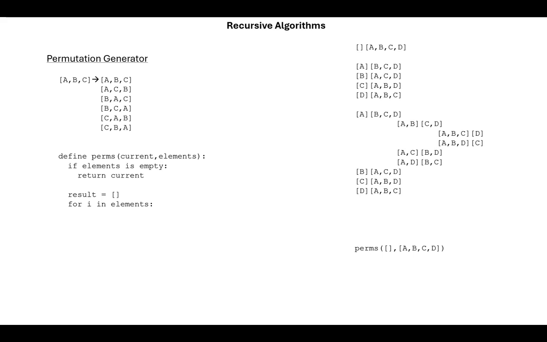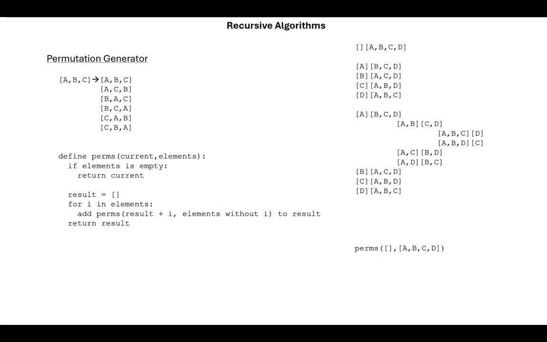So we need to set up a list called result, which is an empty list here. And then for each item in the elements, we're going to consider that as the next item to be added to result. So we call perms with that next item added to result, and the elements, the list of elements without that item, and we add that to the result, and then we return that result back up the chain.